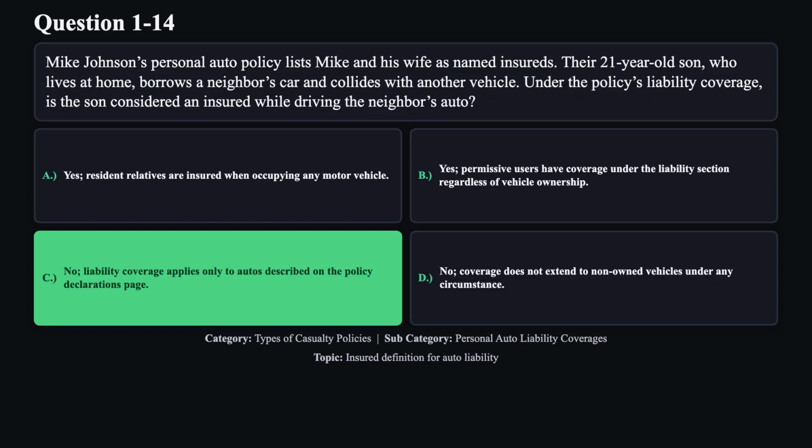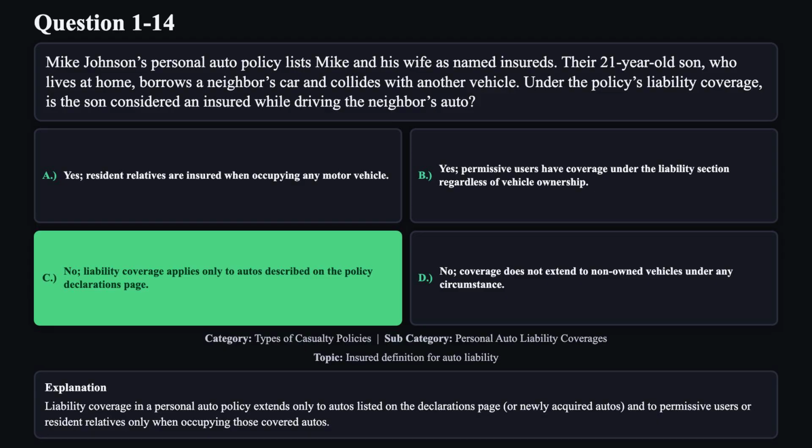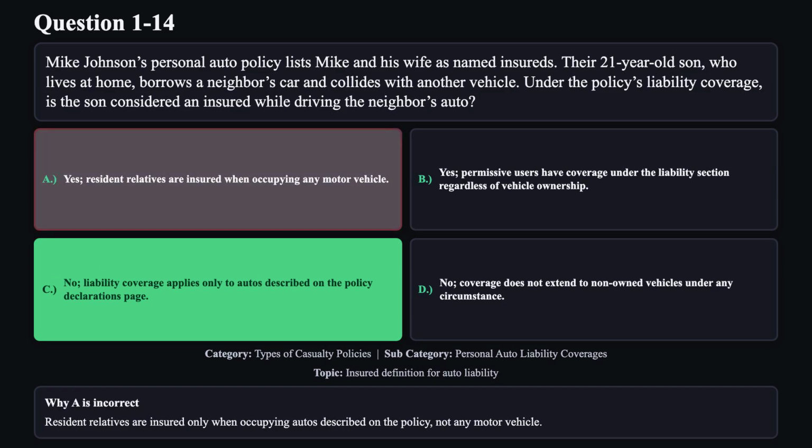The correct answer is C. Liability coverage in a personal auto policy extends only to autos listed on the declarations page, or newly acquired autos, and to permissive users or resident relatives only when occupying those covered autos. Reason A is not correct. Resident relatives are insured only when occupying autos described on the policy, not any motor vehicle.